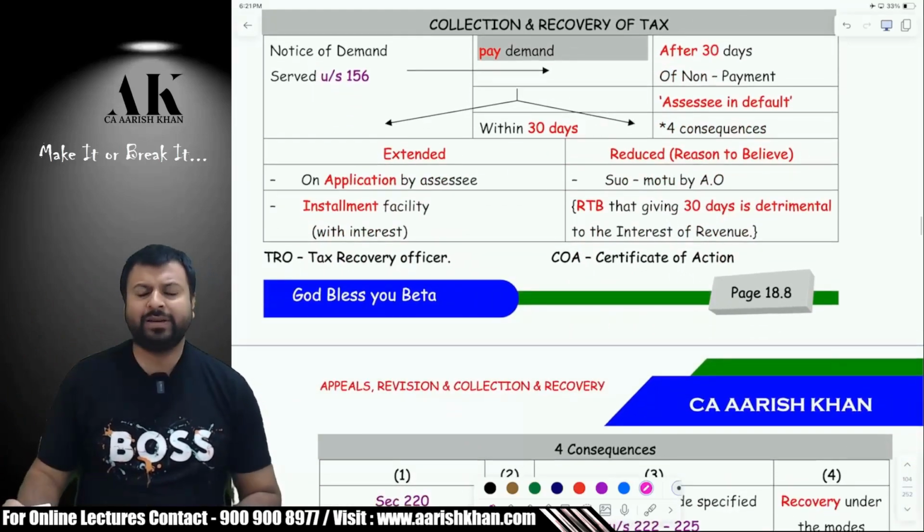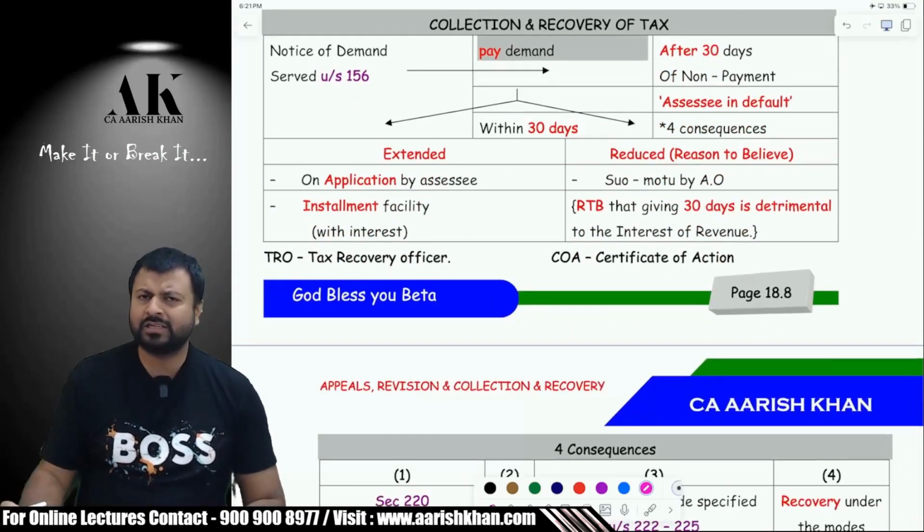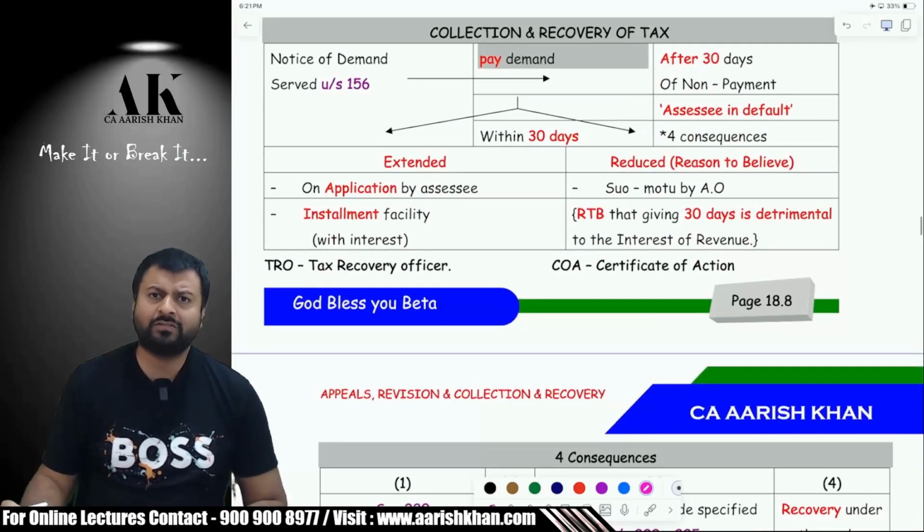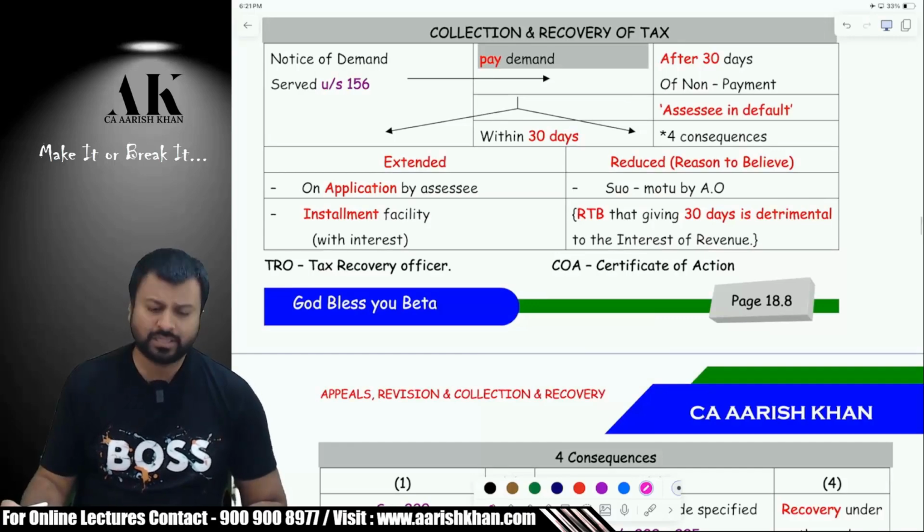Here we complete all the appeal-related proceedings. Now we will talk about some small procedures with respect to collection and recovery, and then we'll move ahead with our last provision for the day, and that is revision by the Commissioner of Income Tax.